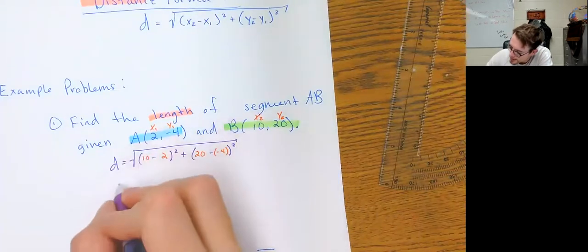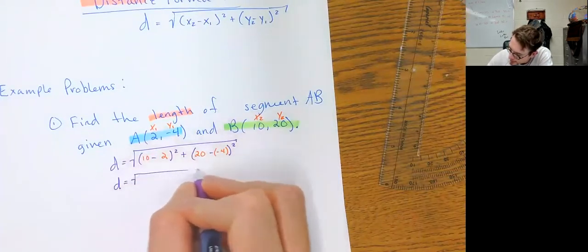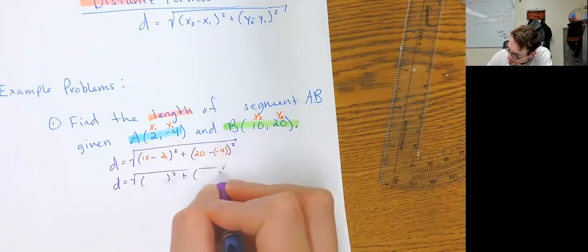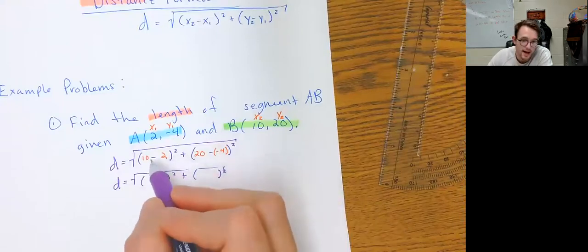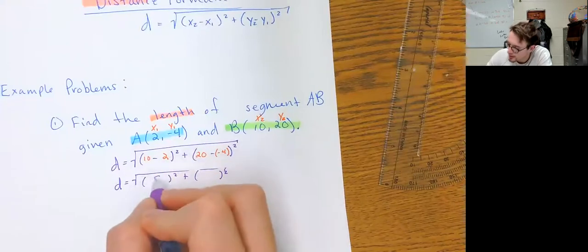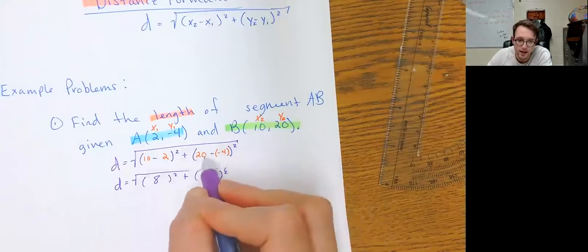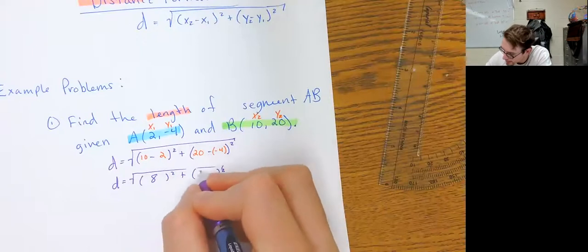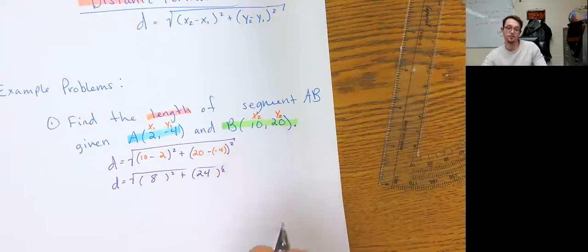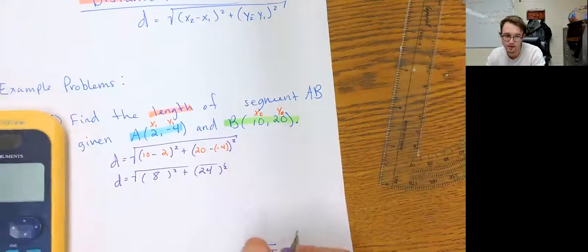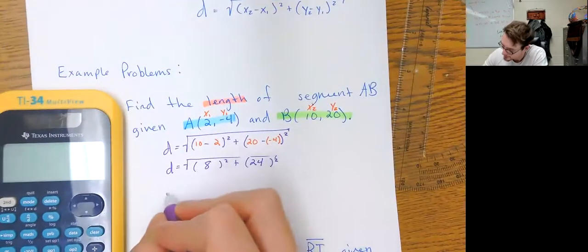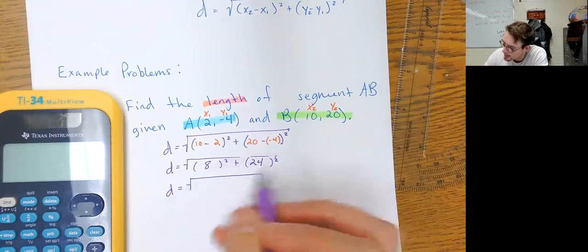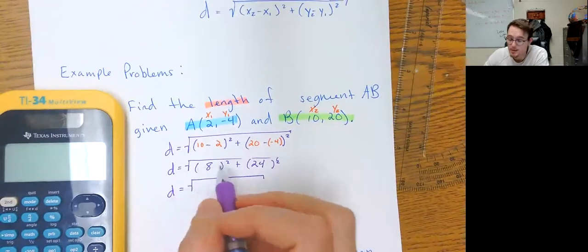So now I simplify. So d equals the square root of something squared plus something squared. So 10 minus 2 is 8. 20 plus 4, double negative, so 20 plus 4 is 24. I'm going to pull up my calculator because this is pretty big. I'm going to get some big numbers. So I'm going to get d equals the square root of 8 squared. I know that. 8 squared is 64.